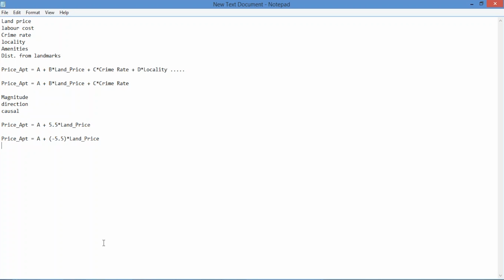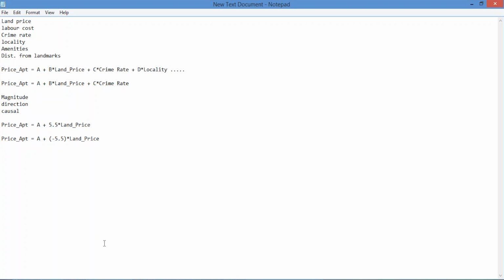For example, the crime rate. The higher the crime rate, we say the lower the price of the apartment, correct? If the crime is really high in a particular area, it really impacts the price of an apartment in the neighborhood, so people wouldn't like to move there. Is the reverse true? Maybe or maybe not.